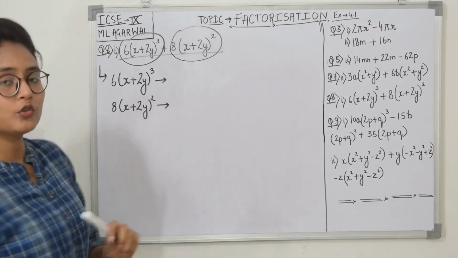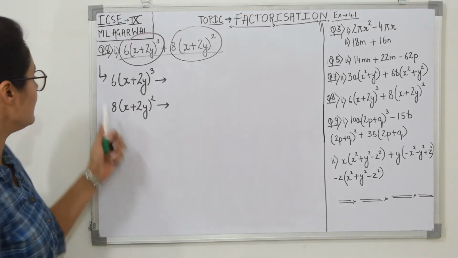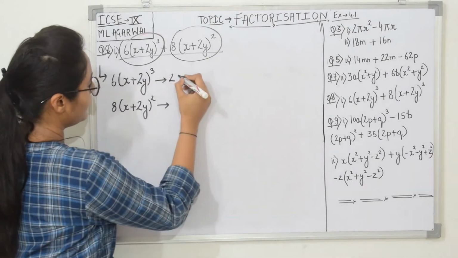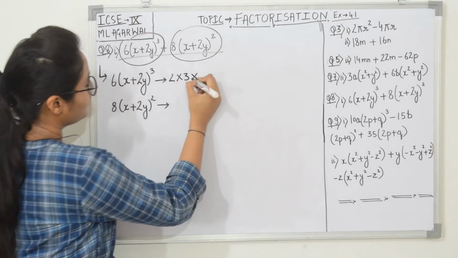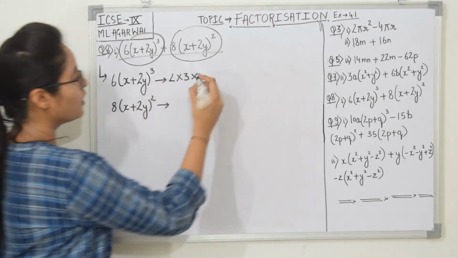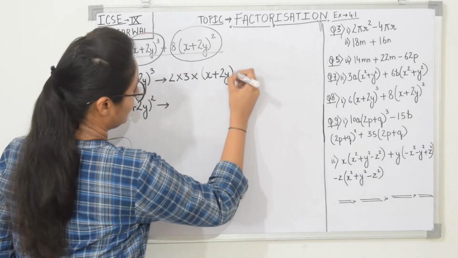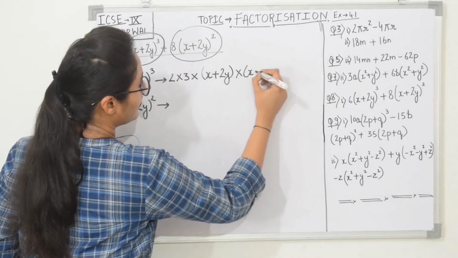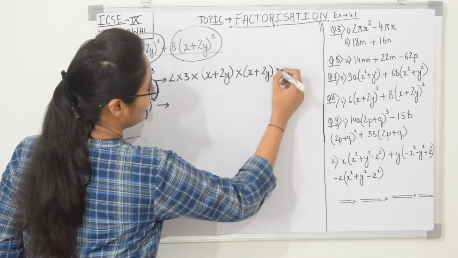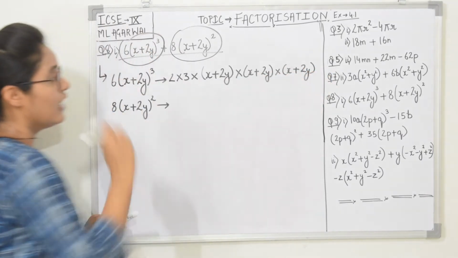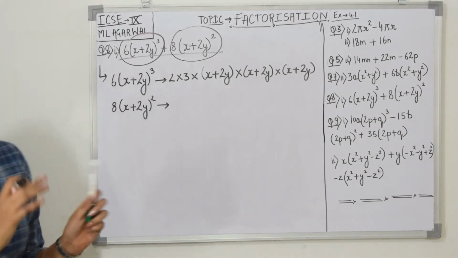6(x + 2y)³, how can you write it down? See, the factorization of 6 is going to give us 2 into 3. And if you have to write (x + 2y)³, you are going to write it down 3 times. Am I right? Okay, so (x + 2y) into (x + 2y) into (x + 2y). I'm just trying to make it as simple as I can.